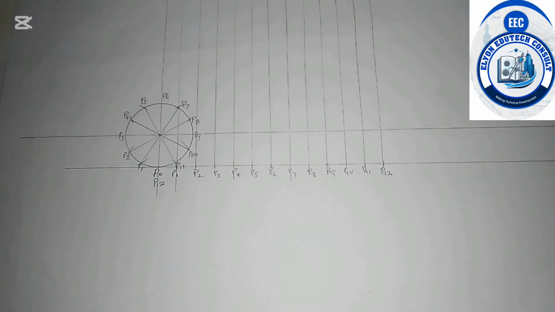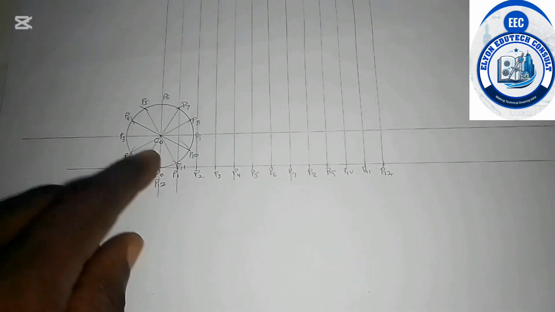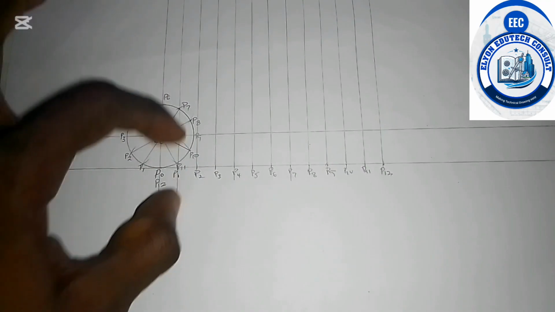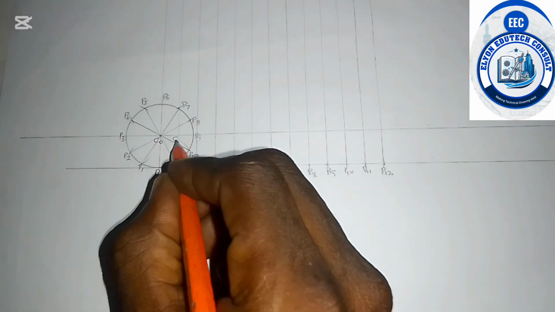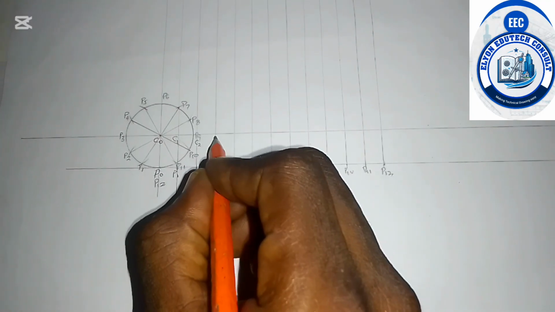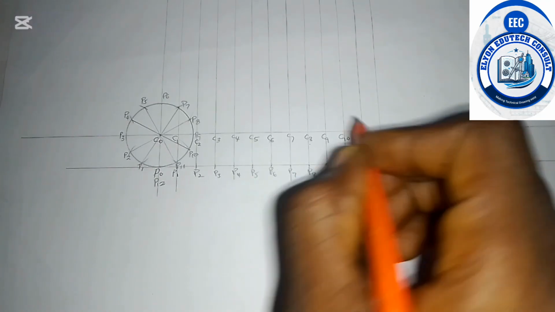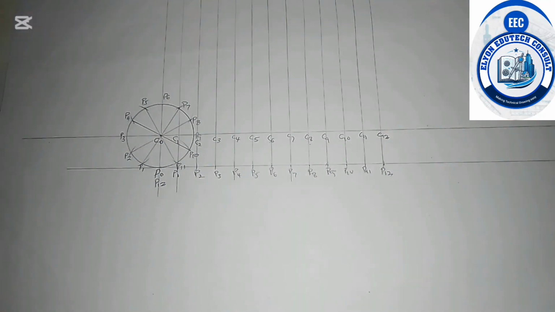Okay, so this will be our center 0, the center of the disc, the original disc before it starts rolling. Now this will be C1, then C2, C3, C11, and the center C12.